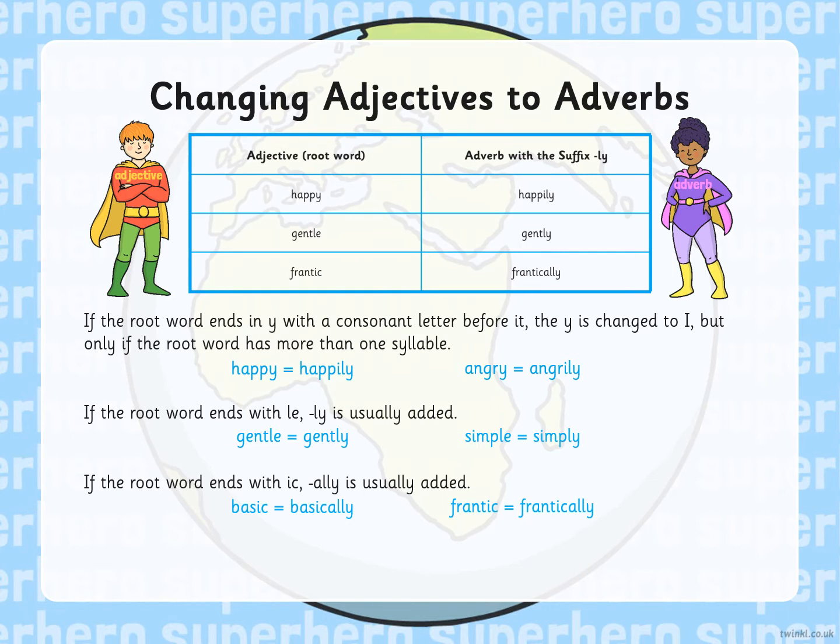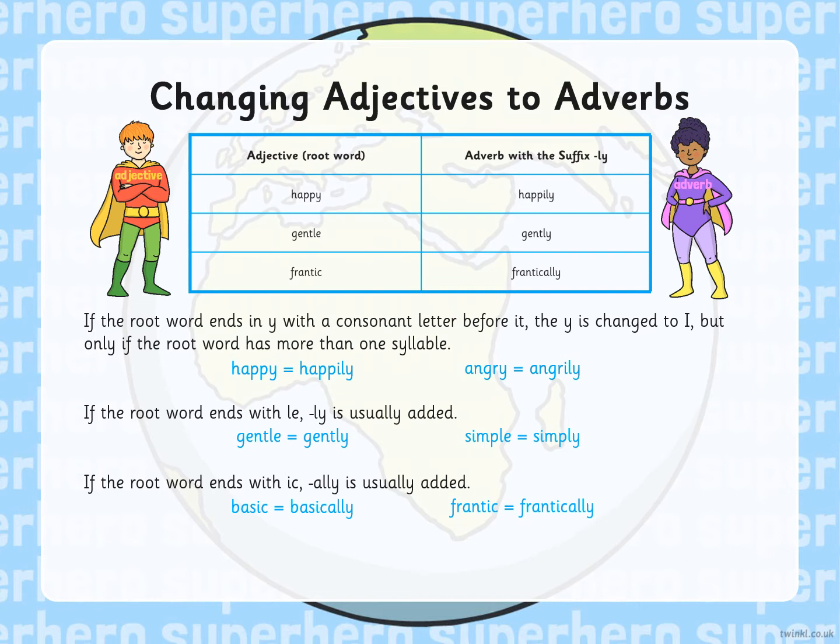However, there are some rules that we need to remember when we are adding the ly suffix onto the end of some root words. The first rule is if the root word ends in a y, with a consonant letter before it, then the y is changed to an i, but only if the root word has more than one syllable. For example, the word happy. Happy ends in the letter y, so if we are adding the ly suffix, we need to change the y into an i before adding the ly suffix. The word angry also ends in a y and has two syllables, so when we are adding the ly suffix, the y will be changed to an i before adding ly.